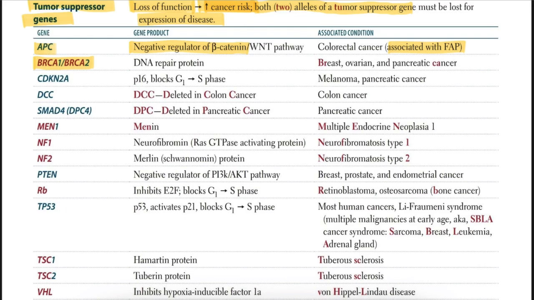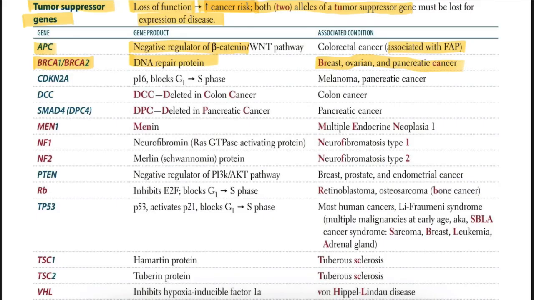Next one BRCA1 and BRCA2. It is a DNA repair protein. Mostly we can see it in breast, ovarian and pancreatic cancer, but mostly I saw this question about breast cancer. It is a germline mutation with autosomal dominant inheritance. Next one we can see CDKN2A.